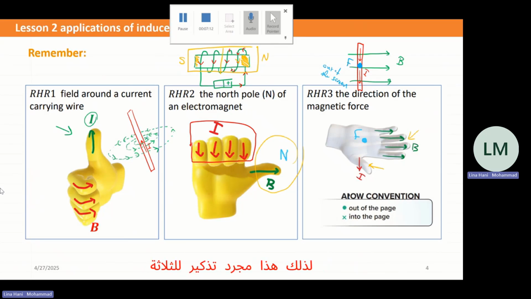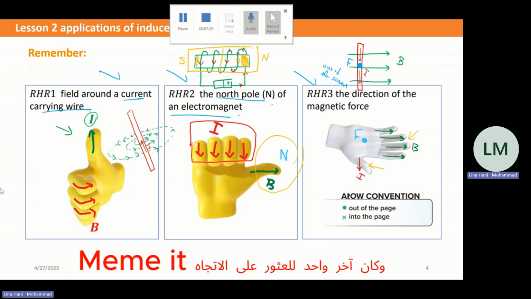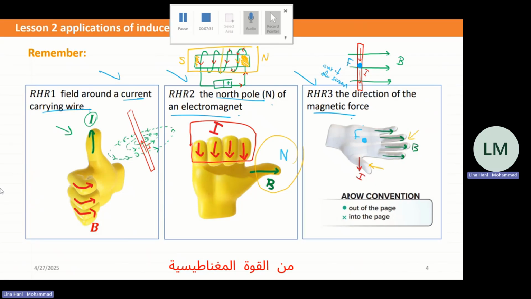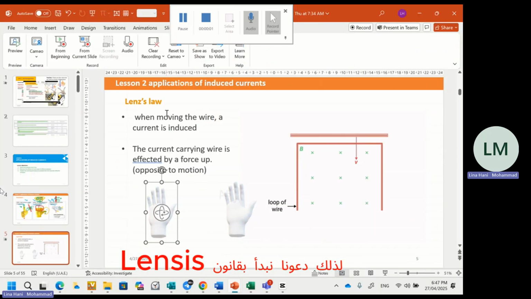So this is just a reminder for the 3 right-hand rules that we have taken in term 1. The first one, to find the direction of the magnetic field around the current carrying wire. The second one is to find the north pole of an electromagnet. And the last one was to find the direction of the magnetic force for a current carrying wire placed in a magnetic field. So let's start with Lenz's law.